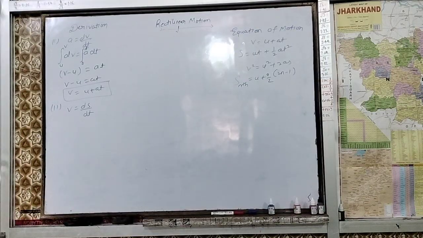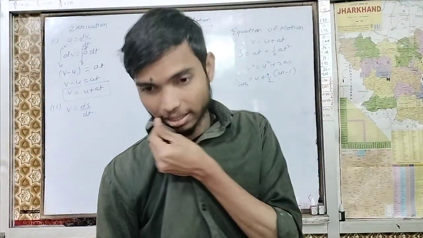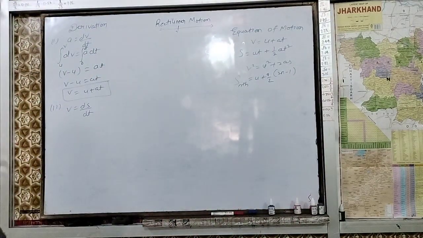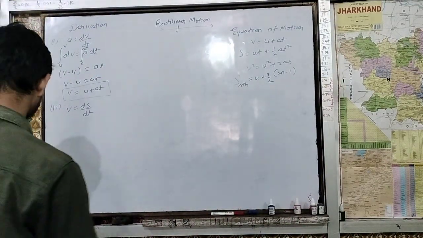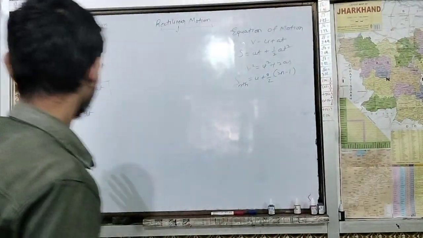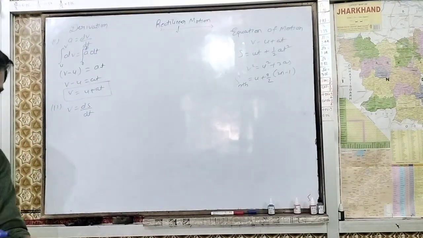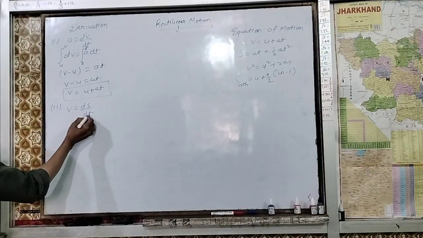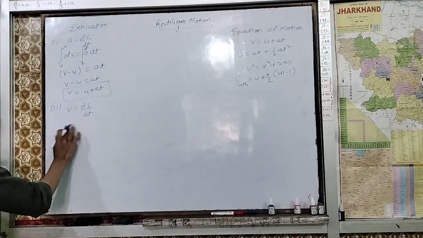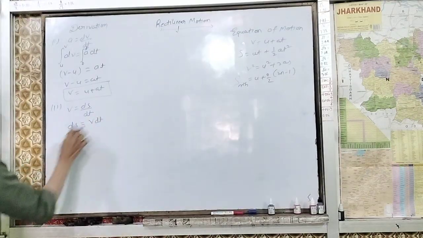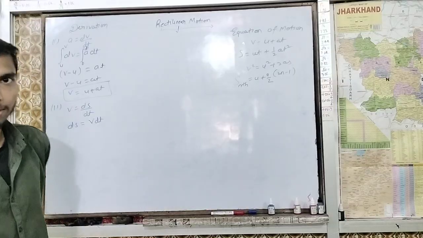How to derive it? We are going to take help of calculus to derive v is equal to ds upon dt. This is a differential expression. If you simplify it, what will happen? dt will go upward. ds will be equal to v into dt. And now you can say this is our integration.